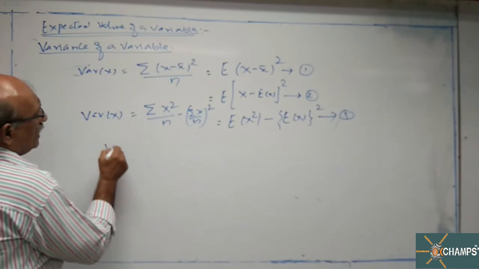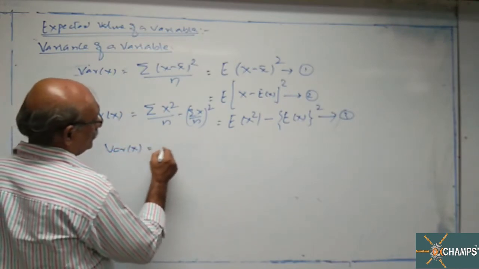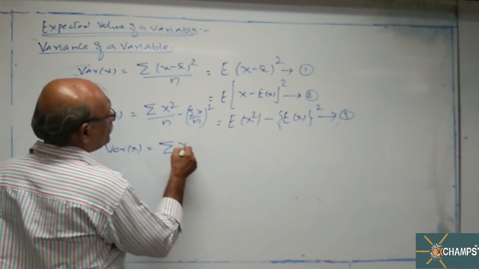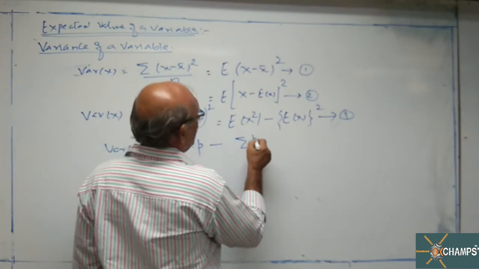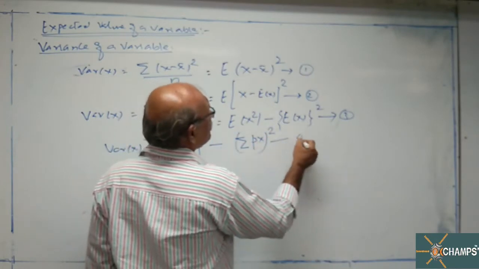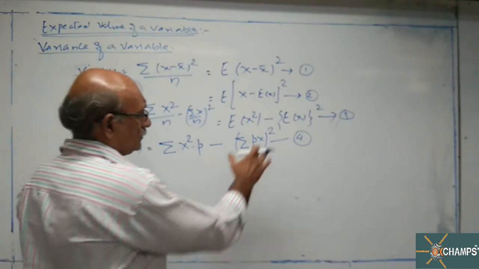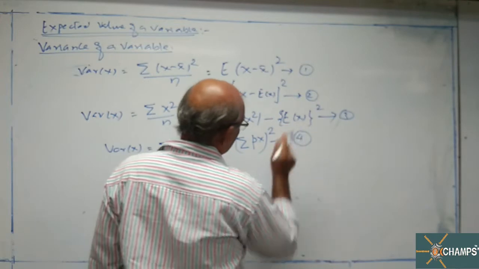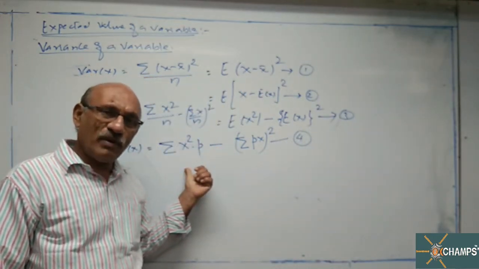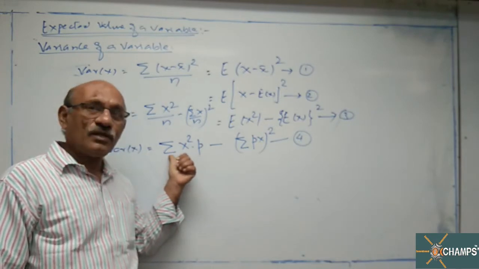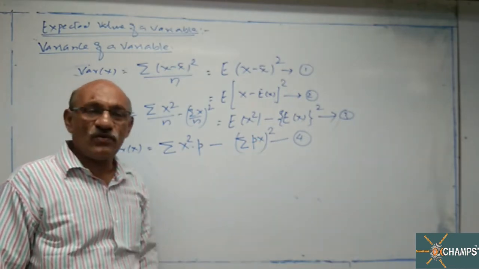In terms of probabilities also you can write variance of x is equal to summation of x square p minus summation of px whole square.